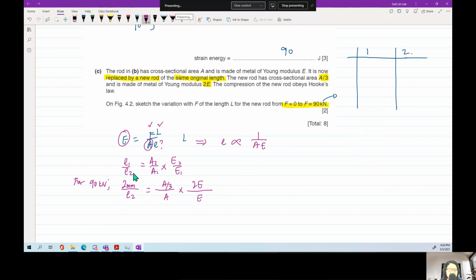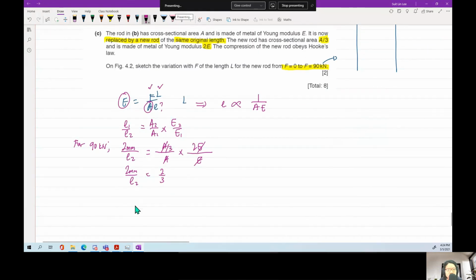So you can list down in the table format, or if you are feeling a bit lazy like me right now, you can do this. That's not a problem. You get 2 over 3 is 2 mm over E2. Cross multiply, E2 is 3 mm. So this second extension, or actually it's not extension, it's being compressed, is 3 mm for 90 kilonewton, for this second wire.